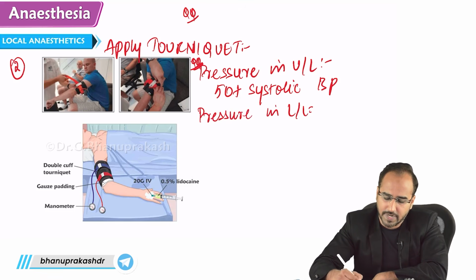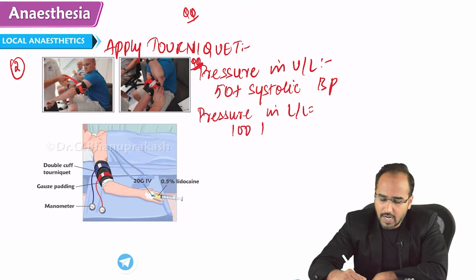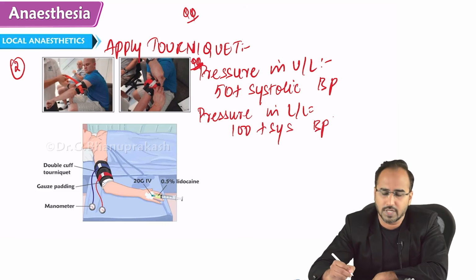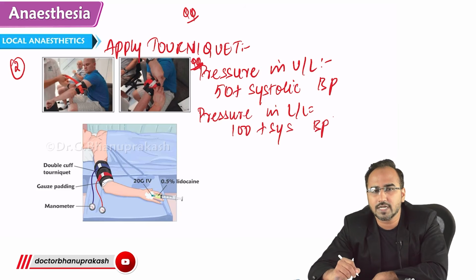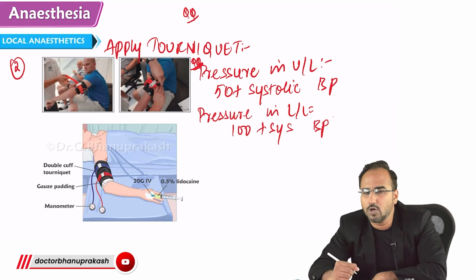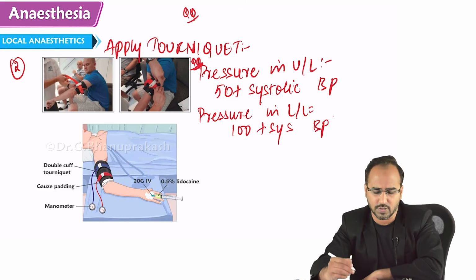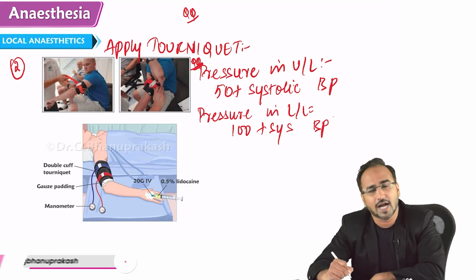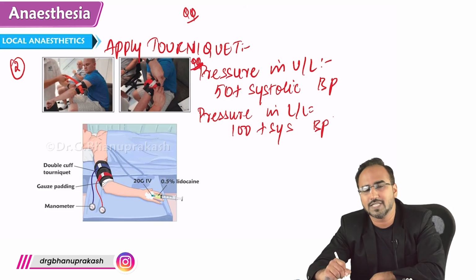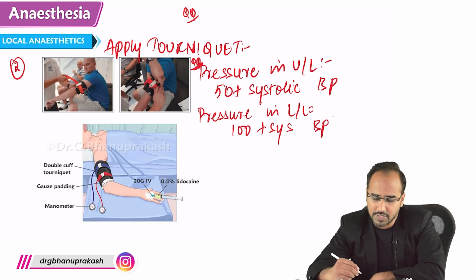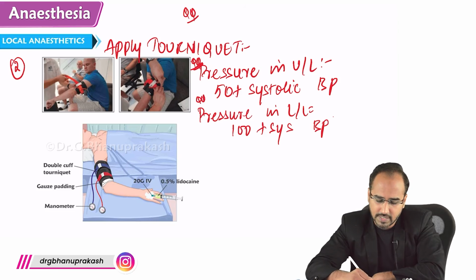In lower limb, the pressure of the tourniquet is 100 plus systolic BP. Why so, sir? Upper limb low pressure, lower limb high pressure. Why? Because in lower limb the muscle mass and fat mass is high. You require much pressure to block the blood supply. So in lower limb the pressure is 100 plus systolic, whereas for the upper limb the pressure is 50 plus systolic. This is very, very important, guys.